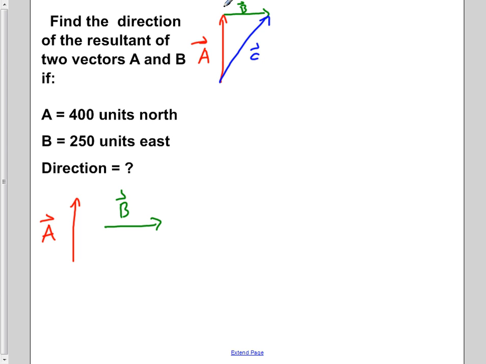If we now introduce an axis, so this is our x-axis and the vertical is our y-axis, we now want to find the angle that our vector C, the resultant vector, makes with the x-axis.